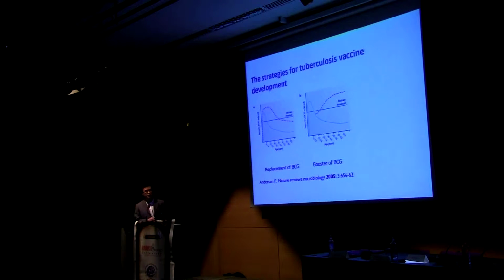For novel TB vaccines, there are two strategies. One is to develop a vaccine which can induce more robust and longer protectivity than BCG. Another strategy is to boost the BCG-primed immune responses when the protection declines, so as to restore the immune responses and provide protection in adults.